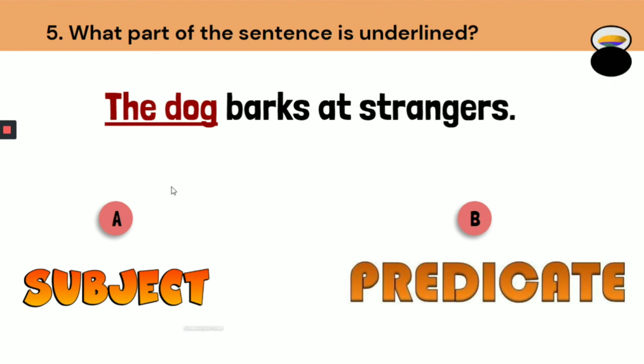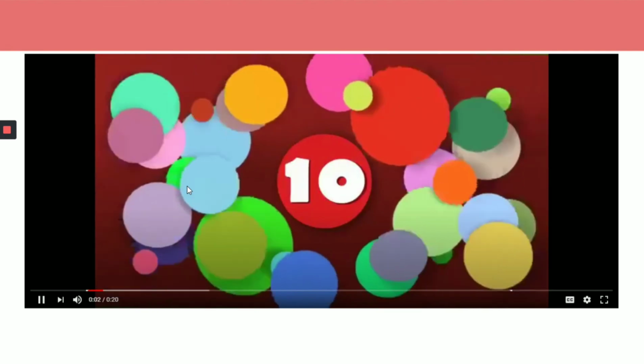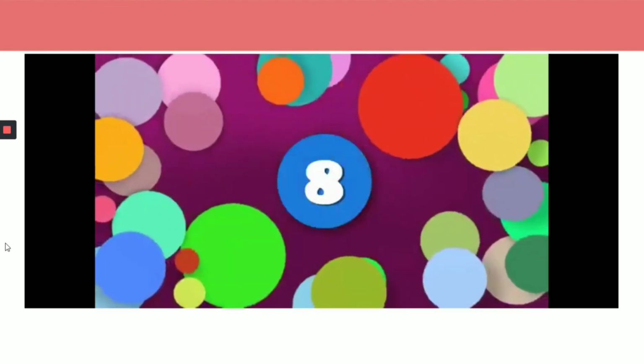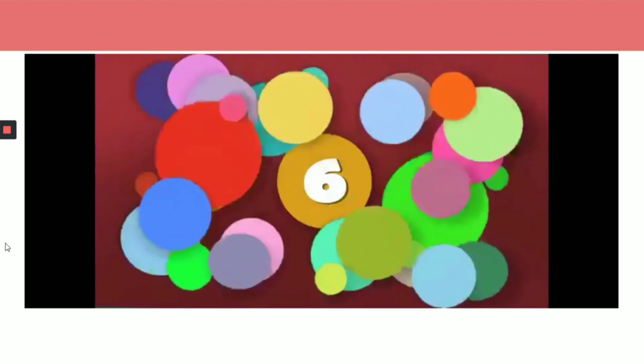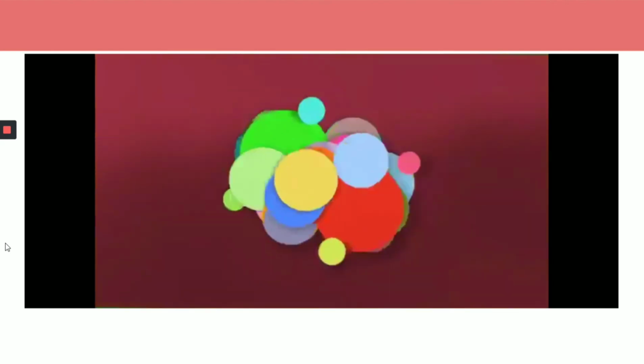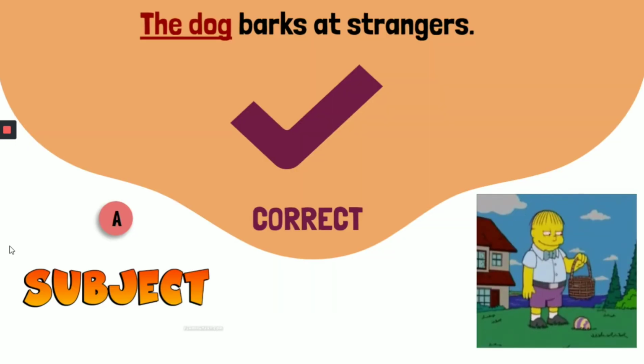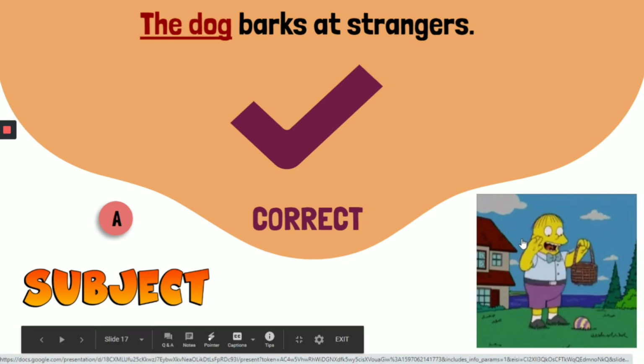What part of the sentence is underlined? The dog barks at strangers. Is it letter A, subject, or letter B, predicate? Timer starts now. Alright, time's up. The correct answer is letter A. It's the subject in the sentence. Congratulations for getting your 5th golden egg.